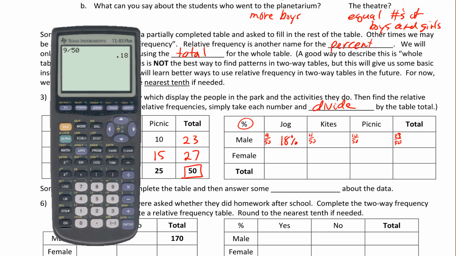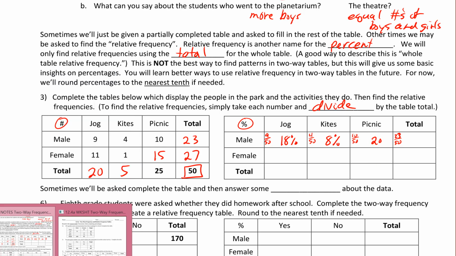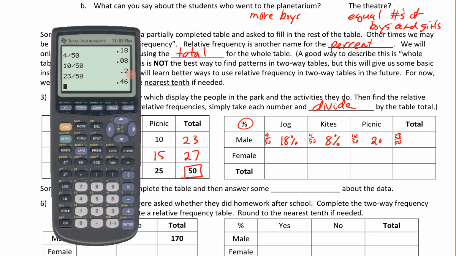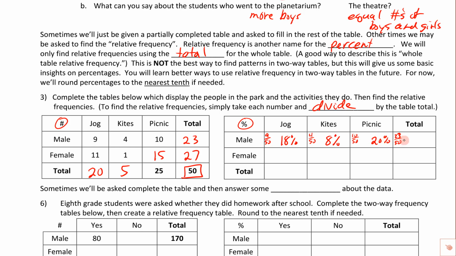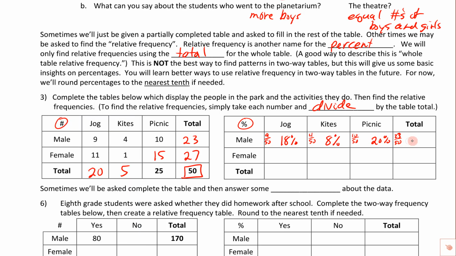The next one is going to be 4 divided by 50. So we get 0.08. Next one, I'm going to do 10 divided by 50. And then I'm going to do 23 divided by 50, and I'm hoping you notice a pattern here. So this is 8%. This next one was 20%, and just to make sure, remember that 0.2, we move the decimal over 2 places, so we fill in that missing space with a 0. So this is 20%. The next one was 23 over 50, and we got 0.46, so that's going to be 46%.